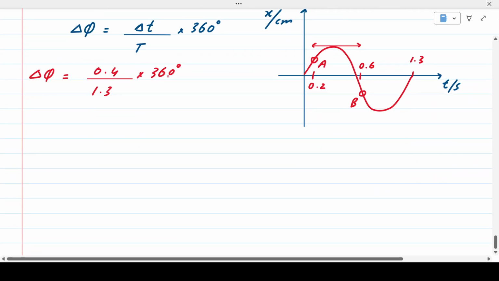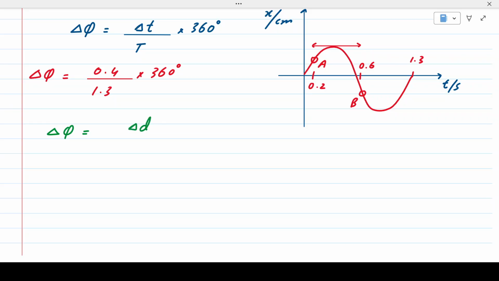If instead of a displacement time graph, they give you a displacement distance graph, then you use the formula slightly differently. Instead of delta t, you use delta d, the difference in the distance, divided by wavelength multiplied by 360.